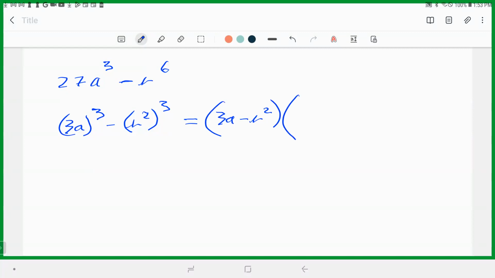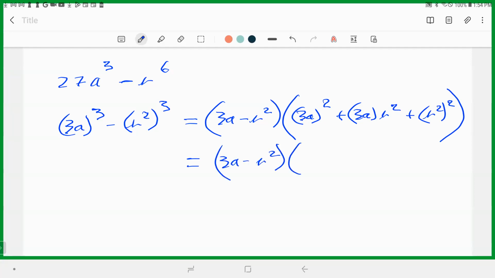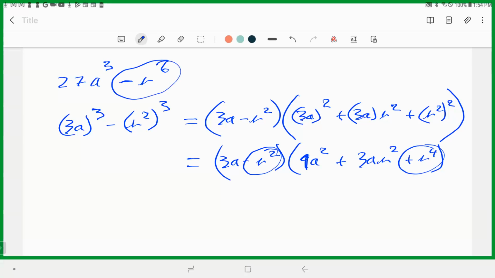bracket, 3a squared, because this times this, I have to give back the first term. The power of this reduces to 3a, and then the r squared starts to arrive. This done, and my r squared is squared. Simplify. 3a minus r squared, bracket. This becomes 9a squared. This becomes 3ar squared, and it becomes r to the 4th power.